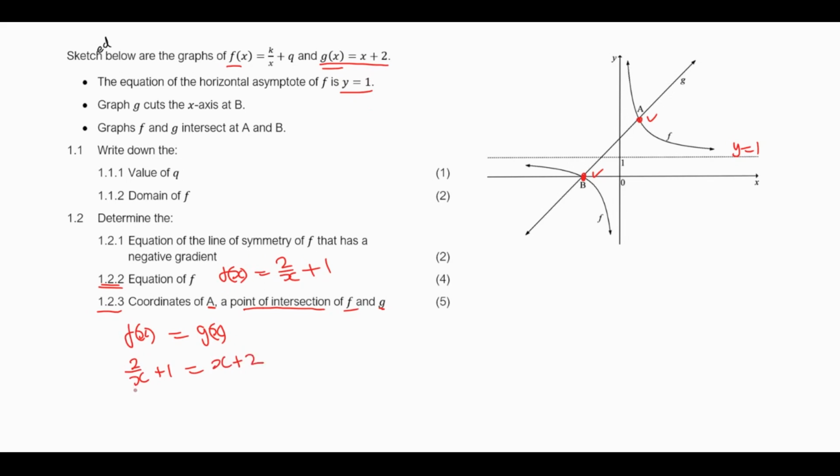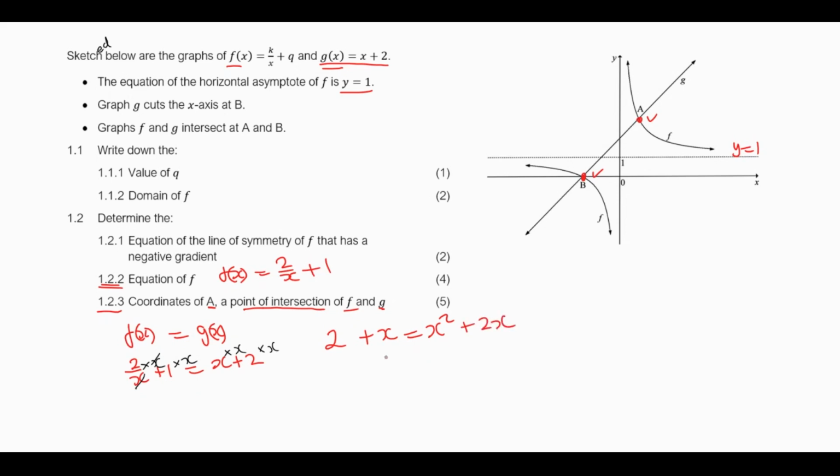So we can multiply every term in this equation by the LCD, which is x. So we multiply times x, times x, times x, times x, right? And then x divided by x here is 1. So we remain with 2 plus x is equal to x squared plus 2x, right?